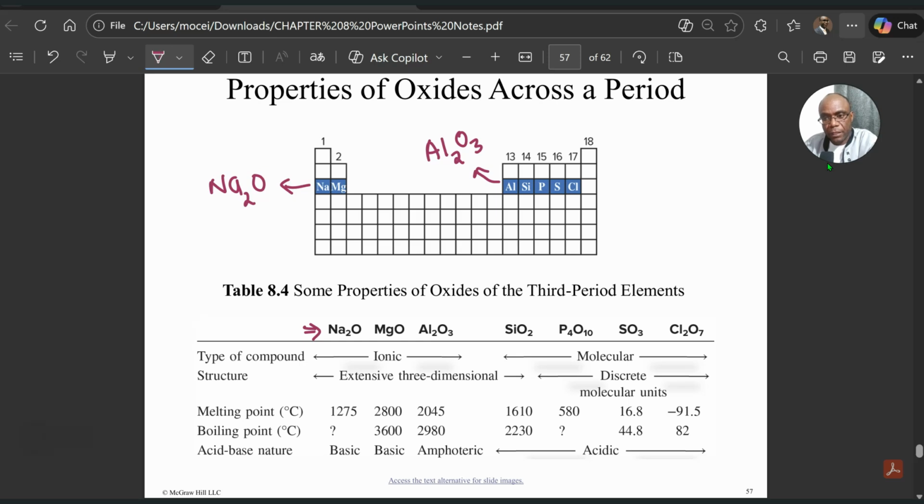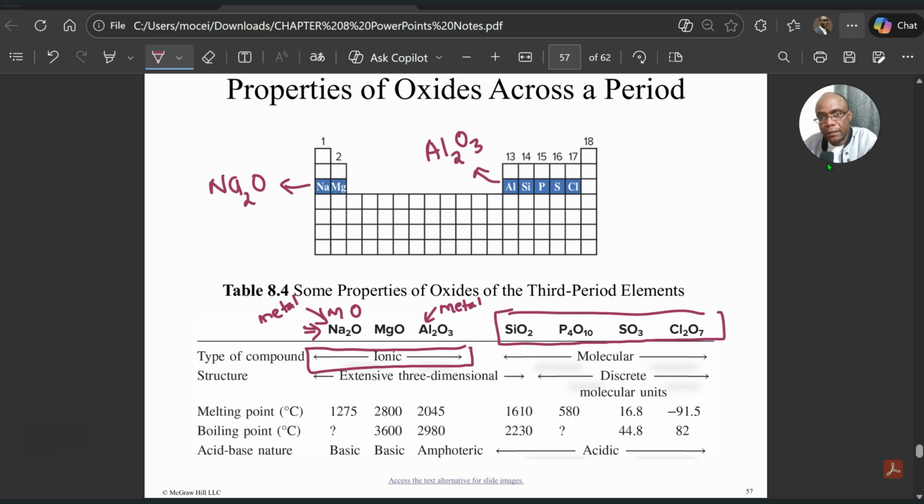So anytime you have a metal and a non-metal, you expect that the bond between the metal and the non-metal to be ionic, the metal being something like sodium, the non-metal being the oxygen. So those are metals. These are metals, so their metal oxides will be ionic, but the other ones tend to be non-metals like silicon oxide, tetraphosphorus decaoxide, sulfur trioxide, dichlorine heptoxide. Okay, so you have a non-metal and non-metal. You expect to have molecular structures.